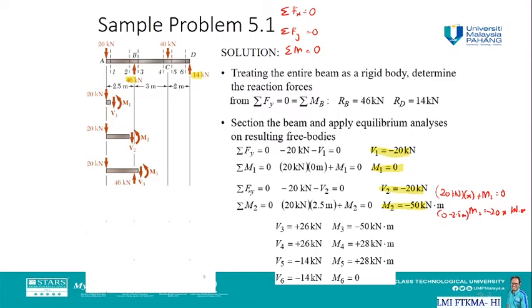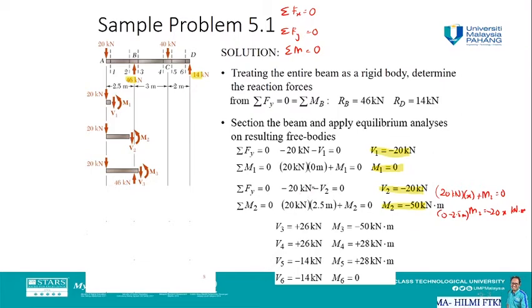We are going to use equilibrium of forces in the y-axis: negative 20 kilonewtons plus 46 minus V3 equal to 0, and we are going to get V3 is 26 kilonewton. And M3 we are going to get negative 50 kilonewton meter. Basically, we have 20 kilonewtons times 2.5 meter plus M3 plus or minus 46 kilonewtons times 0. So we are going to get negative 50 kilonewton meter.